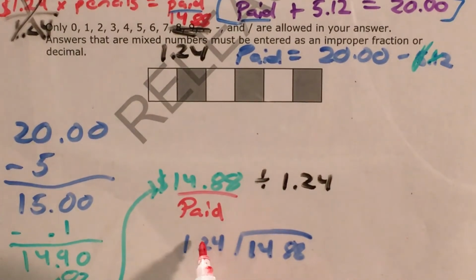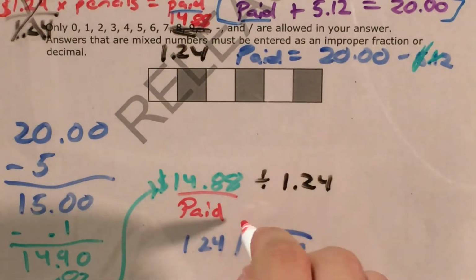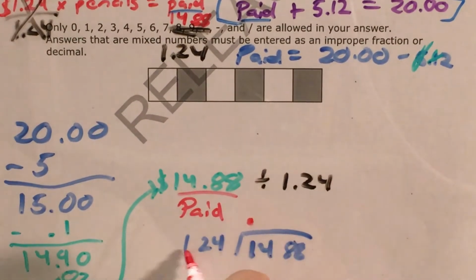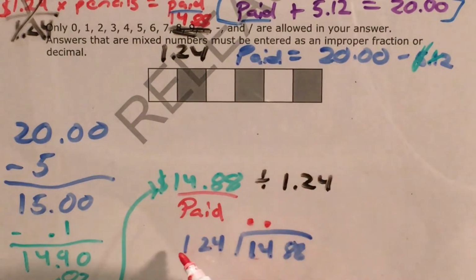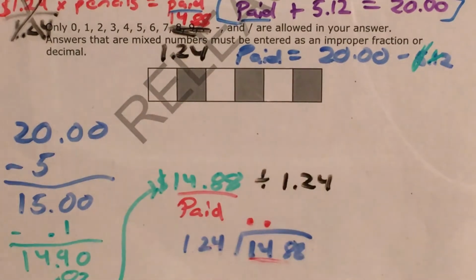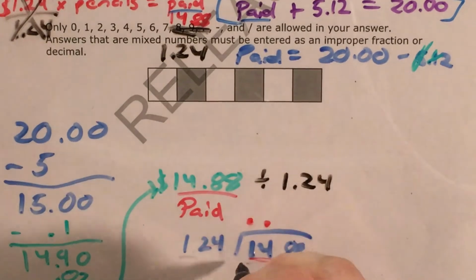I'm going to look at 124 and ask, does 124 go into 1,000? It doesn't. Does 124 go into 14 hundreds? Still doesn't. Does 124 go into 148 tens? And that answer is actually yes. So now that I know that 124 goes into 148, it's not going to go more than once, and I can tell because my first digit of each of these numbers is the same.